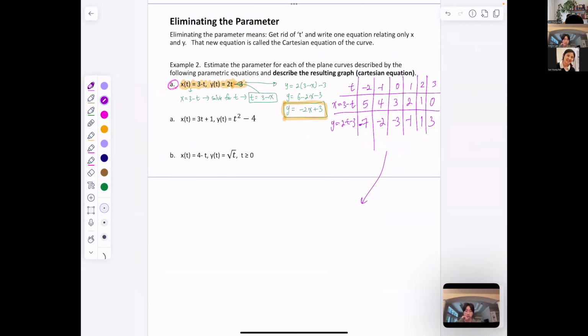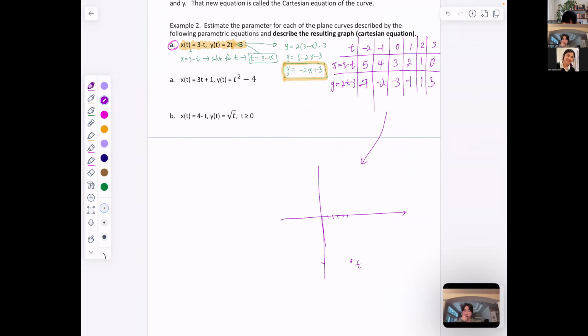So if you graph this one, what happened? Where is t equal to -2? 5, 7. It's actually all the way down. This is t equal to -2. 4, -2 is here. T equal to -1. And 0, 3, -3. My graph is not really perfect, but it should be a little bit linear.